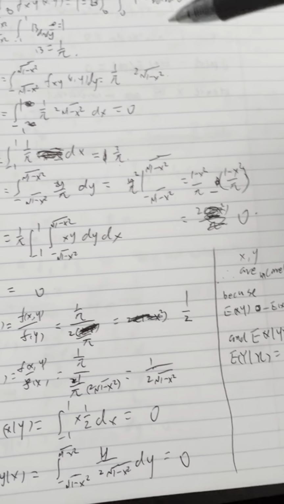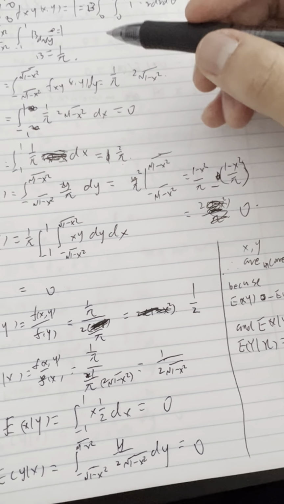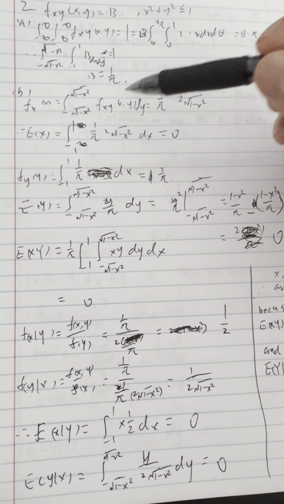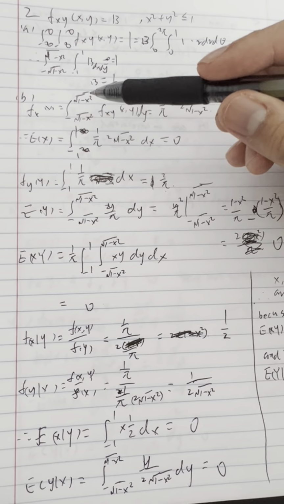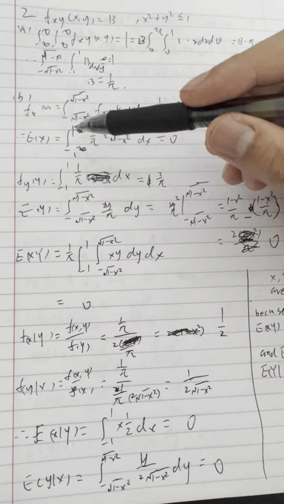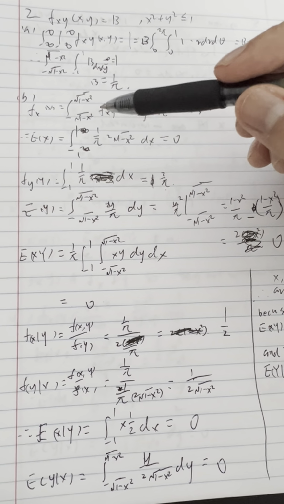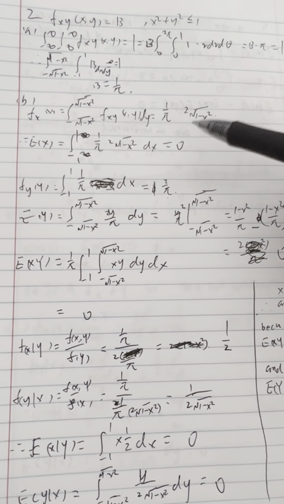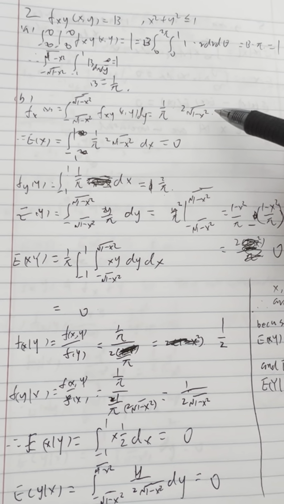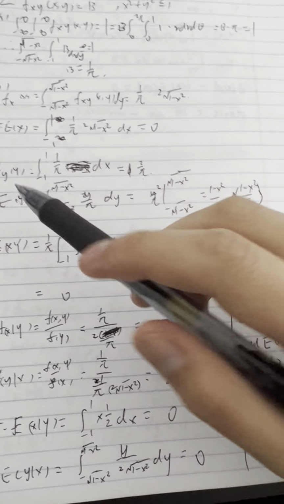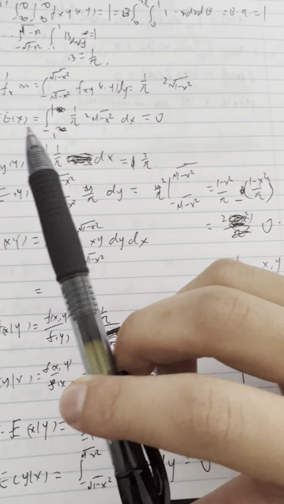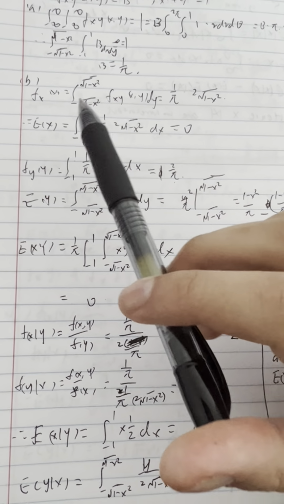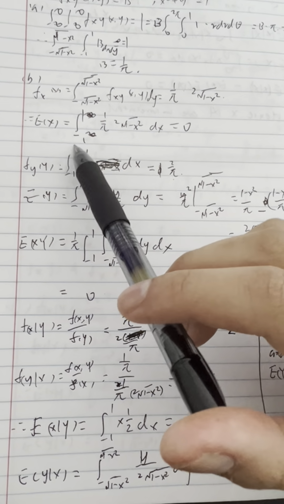And f_X of x equals the integral over the range of y, which is from negative square root of 1 minus x squared to square root of 1 minus x squared. When we take the integral, we have 1 over pi times 2 square root of 1 minus x squared. Thus the expected value of x is the integral from negative 1 to 1, which are the bounds for x, of x times f_X, and that is equal to 0. Clearly we can see that.